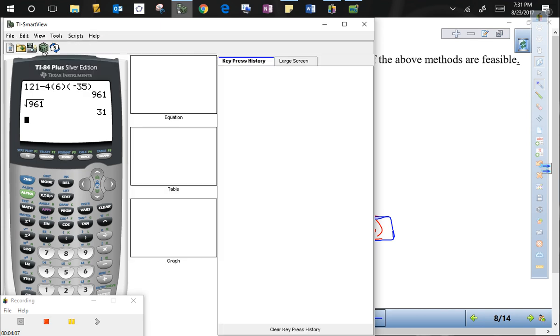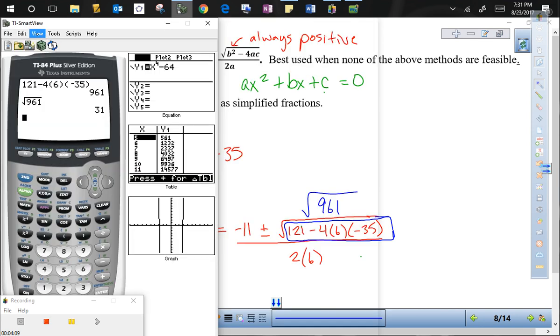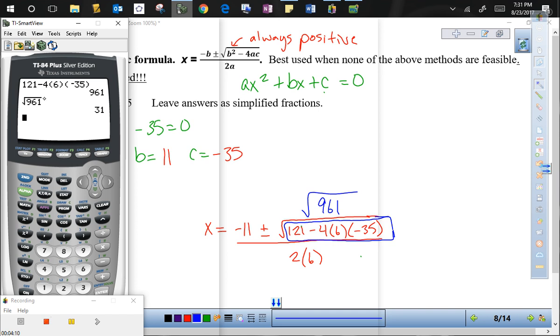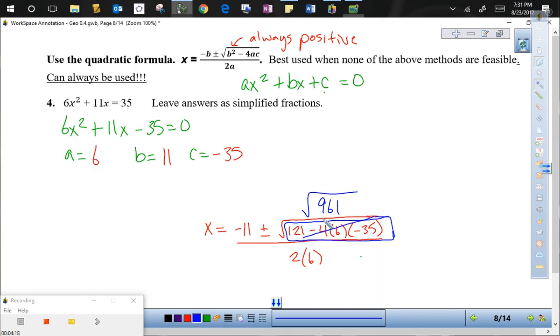Okay, and as you'll see, I've already got here the square root of 961. It is a perfect square, that's 31. Okay, so this all simplifies to just the number 31. Okay, now we need to talk about our 2 answers. We've got 2 different equations for this symbol right here. We've got the plus and the minus, so we're going to take care of both.